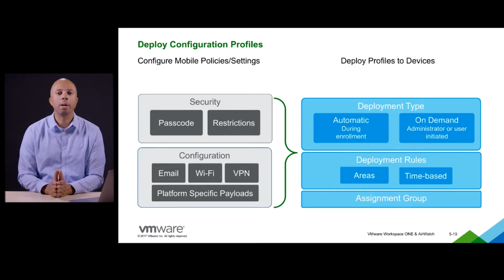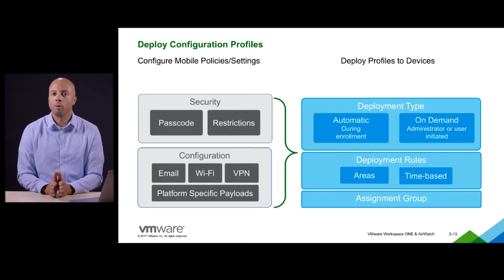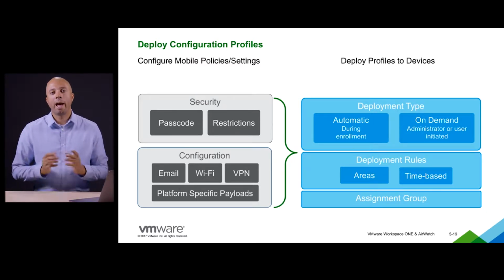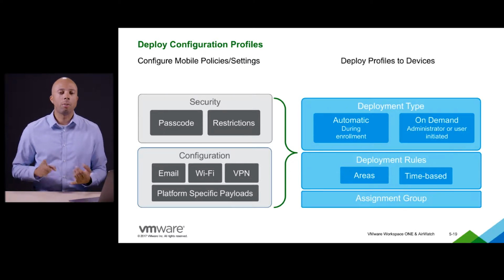So if you think of it as three containers, you'll realize what a profile is. A profile consists of three items. It consists of the smart group or assignment group. It consists of the general configuration settings, which is the wrapper. It tells the profile where to go. And then it consists of a payload. And that payload is the actual configuration. And we suggest one payload per profile. So a payload could be email, Wi-Fi, VPN. It could be passcode restrictions.